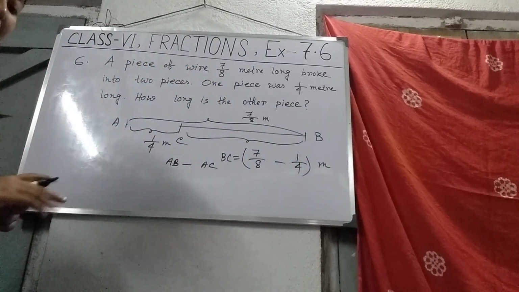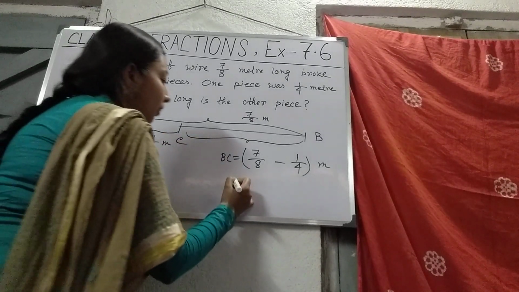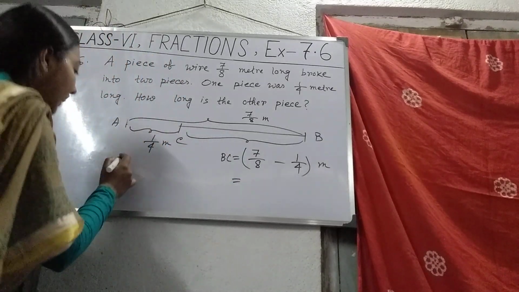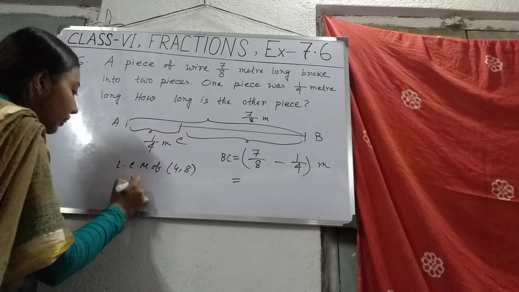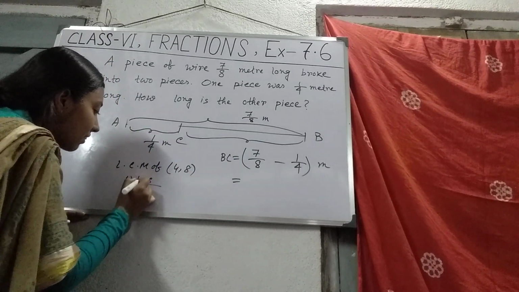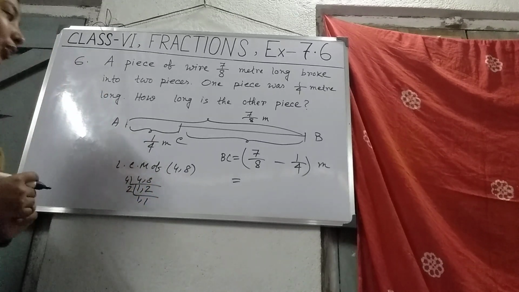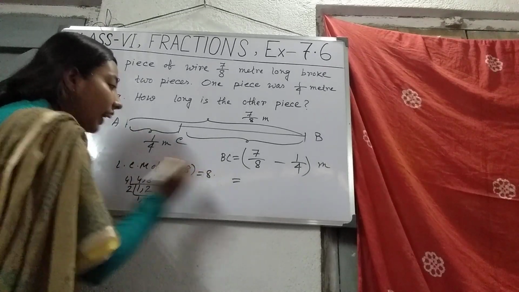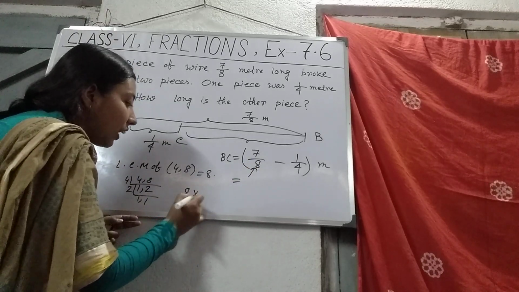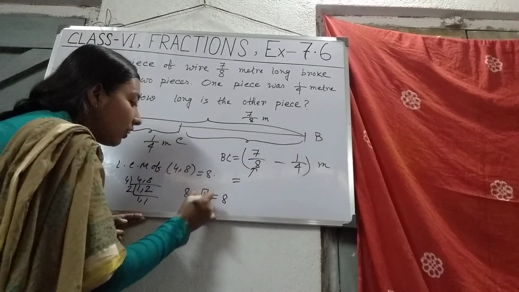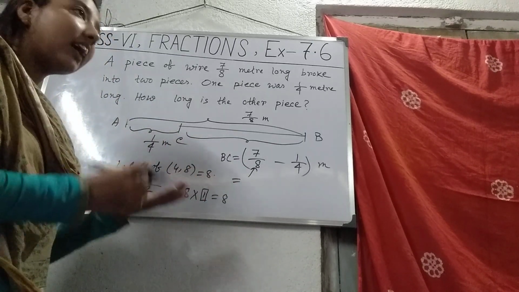BC. Now we have to calculate, we have to subtract. Which method will you use? The same method, that is we have to take the LCM of 4 and 8. So 4 1s are 4, 4 2s are 8. So 4 into 2, that means for LCM this will be 8. That means for first fraction it is 8. So which number should we take so as to get 8 itself? Definitely 1. So both numerator and denominator of 7/8 we have to multiply by 1.